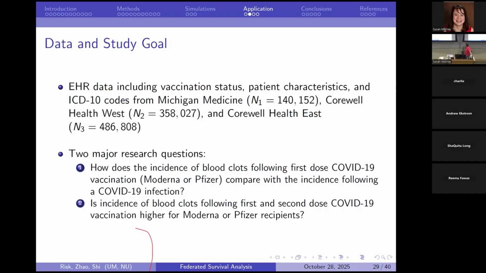So first of all, comparing the 2 vaccines in terms of whether there were higher incidence of blood clots following one vaccine or the other, but also checking whether incidence of blood clots following first and second dose COVID-19 vaccination was higher for individuals who had an infection or individuals who got the vaccine. Because what we saw with a lot of adverse events is that there were similar adverse events for the vaccine and for the infection, but the adverse events associated with infection were far, far more severe and far more common. And that was basically supported by our analysis.